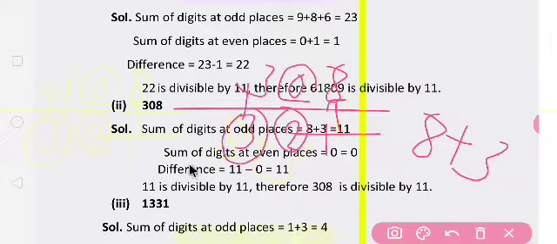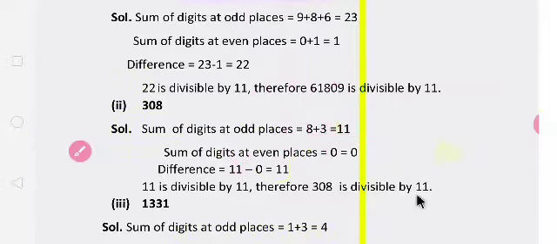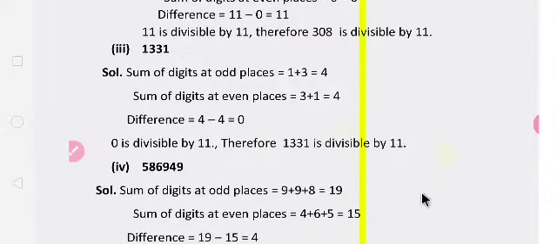Now find the difference. Difference means we have to subtract. We have to subtract 11 minus 0. So 11 minus 0 is 11, and we have to check whether the difference is divisible by 11 or not. So 11 is divisible by 11, therefore 308 is also divisible by 11.